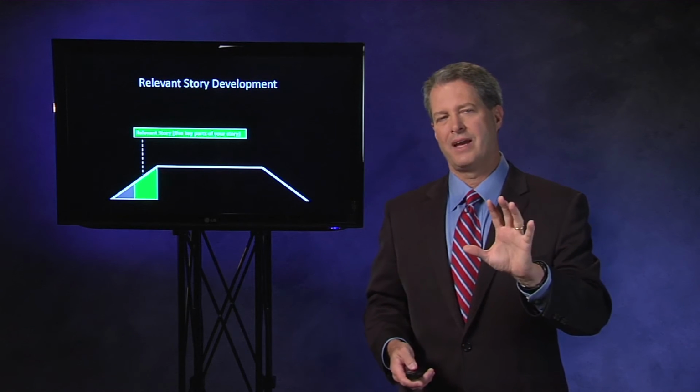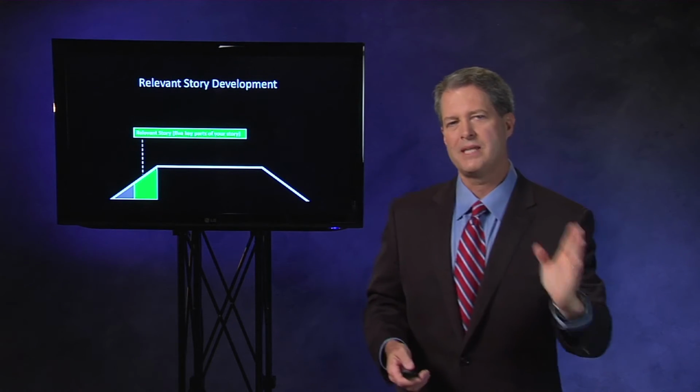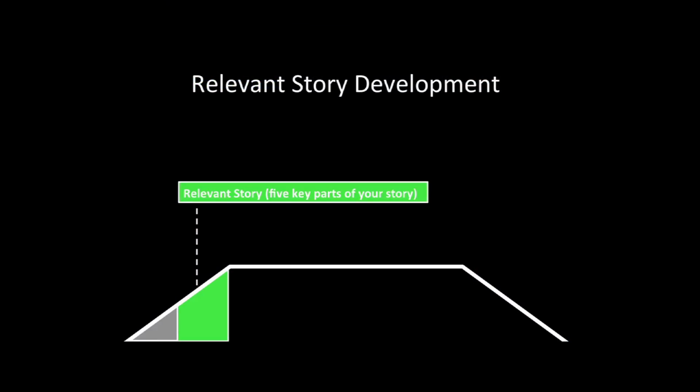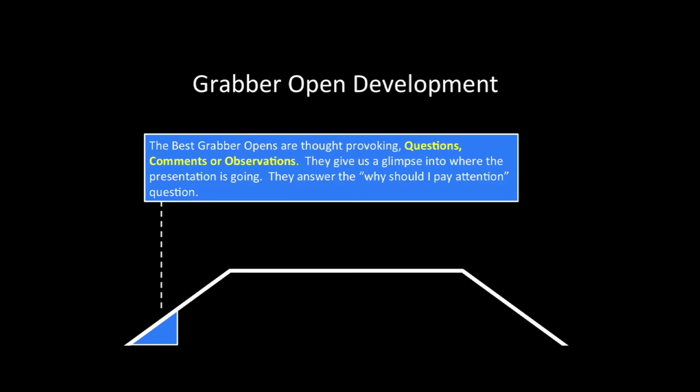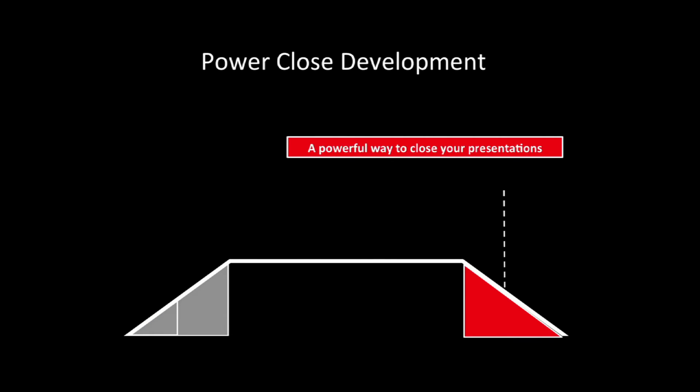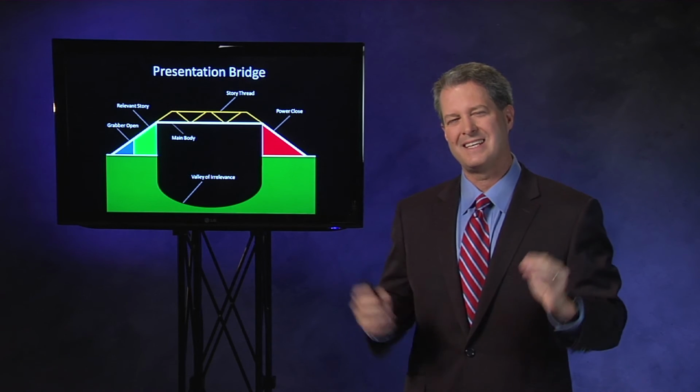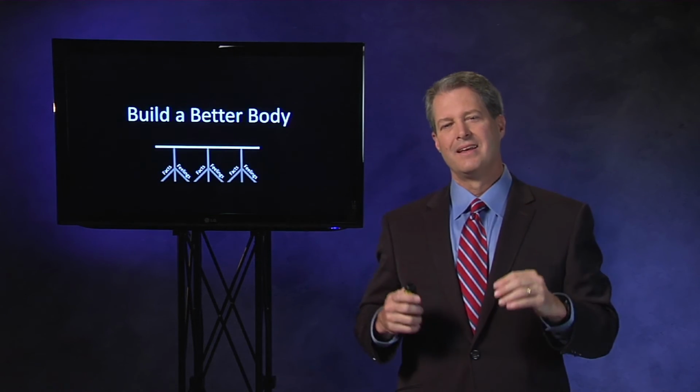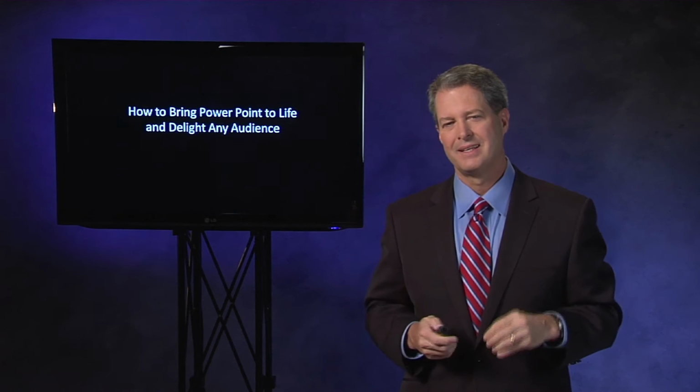So in the ESI Advanced workshop, we work on several pieces of your presentation. The very first thing that we do is develop a relevant story. There's 5 key parts of your story, and we'll walk you through exactly how to develop a powerful, relevant story. Next is the grabber open. The open comes from the story. The best opens are questions or comments or observations, and they give you a glimpse into where the presentation is going to go. But they also answer the question, why should I listen? Then we'll work on your close, a power close. So here's the presentation bridge, and the only last piece is the main body of the presentation. So we'll help you build a better body.